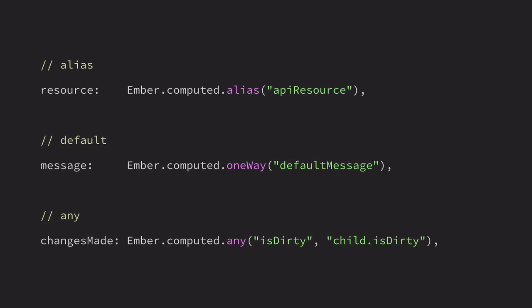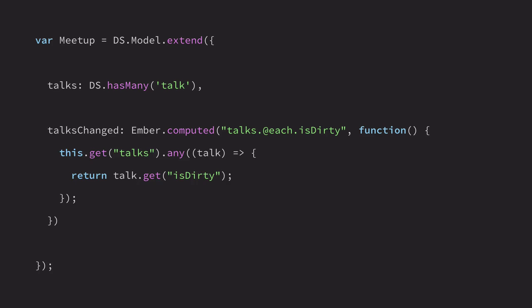You can use it for like a default value, so if you want a one-way binding, that's really cool. And you can also do these kind of enumerable style properties where they'll go through, and so that changes made Boolean will be true if any of the properties in the parameter list are true. So that's really, really cool as well. And you can extend that out, so you can observe any of the elements of an enumerable.